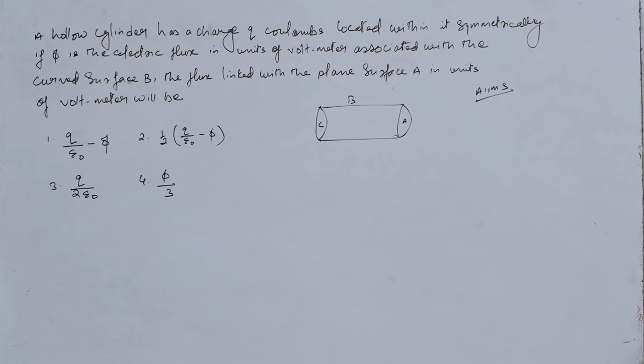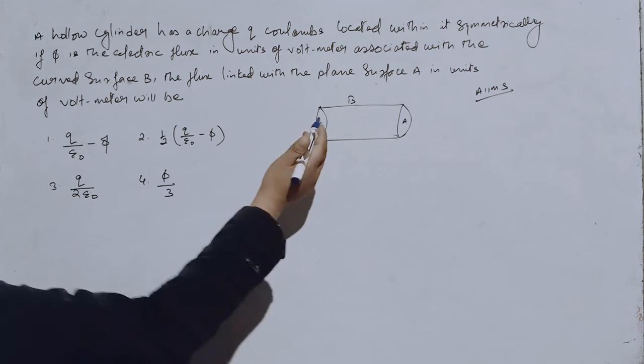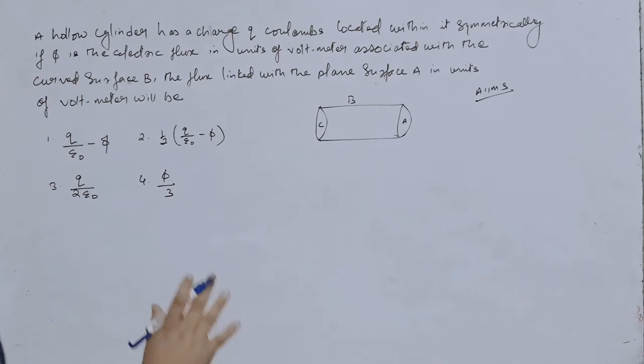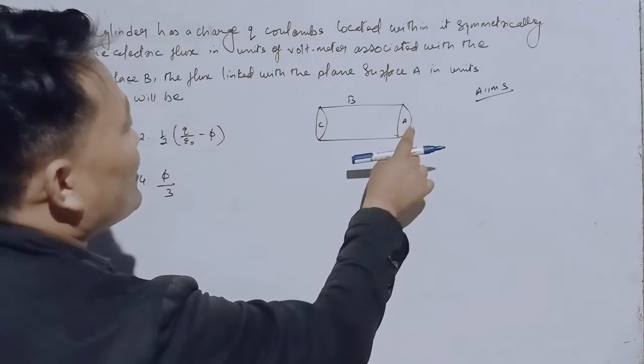Let's see what it says here: a hollow cylinder has a charge Q. Charge Q is present here, located within it symmetrically. If phi is the electric flux in units of volt-meter associated with the curved surface B, we have to find the flux linked with the plane surface A.